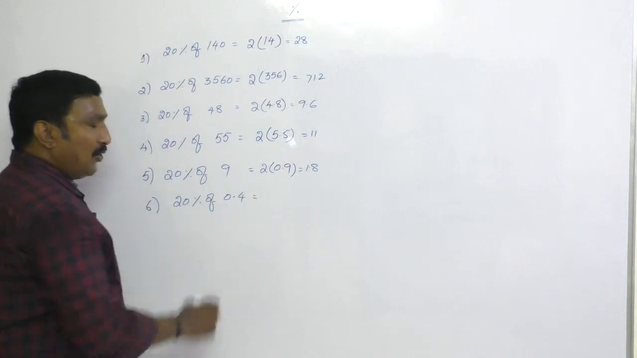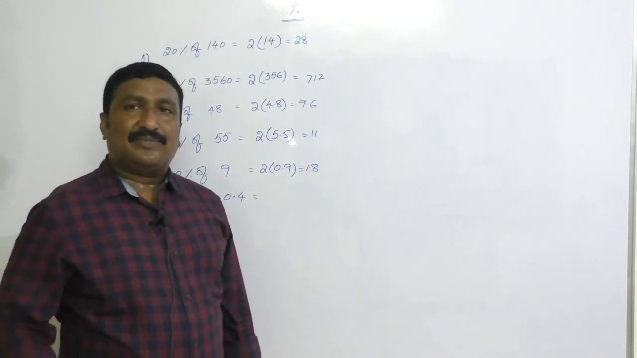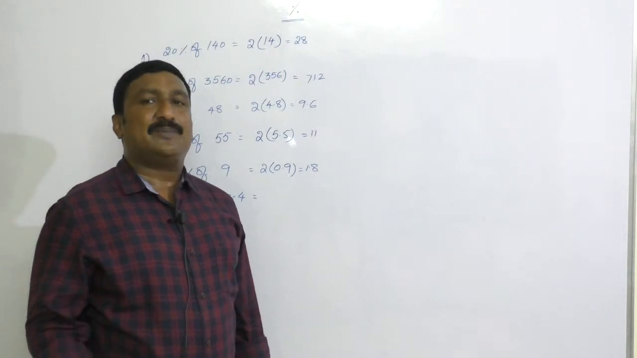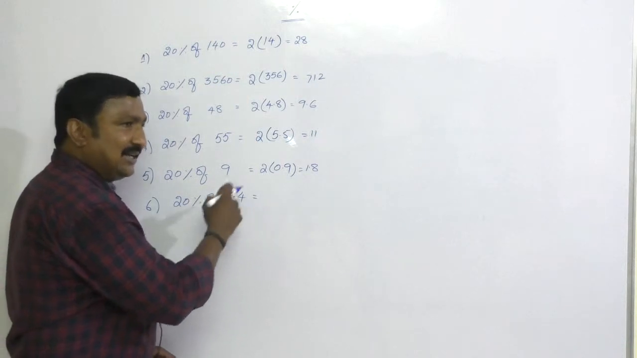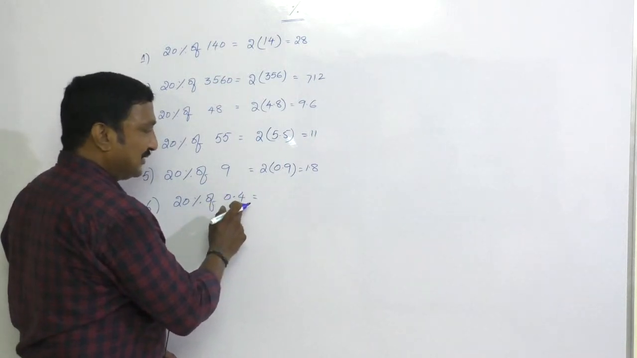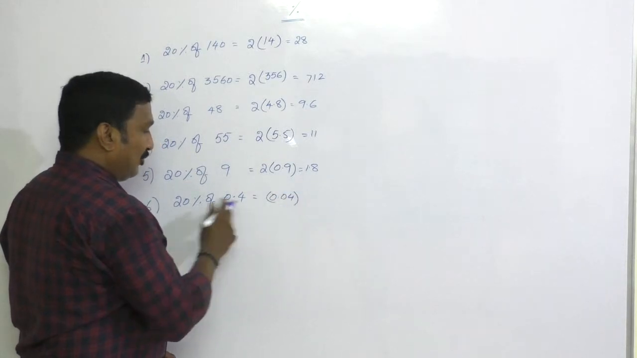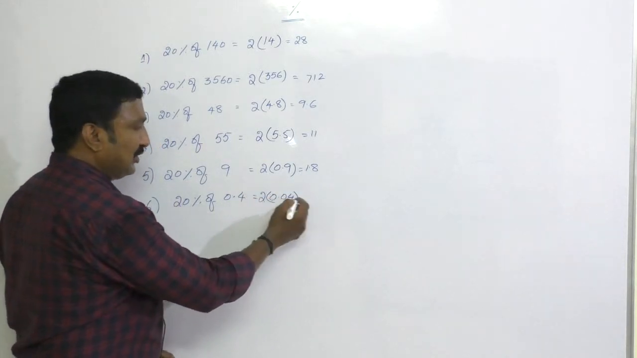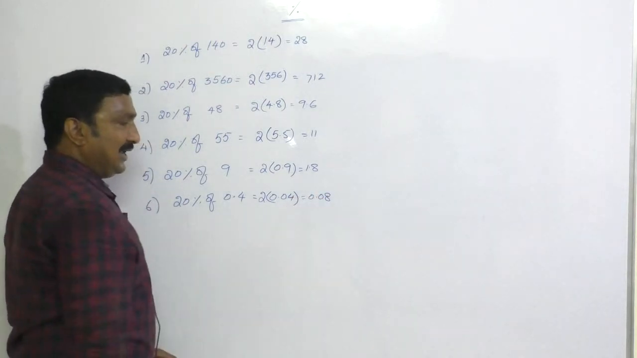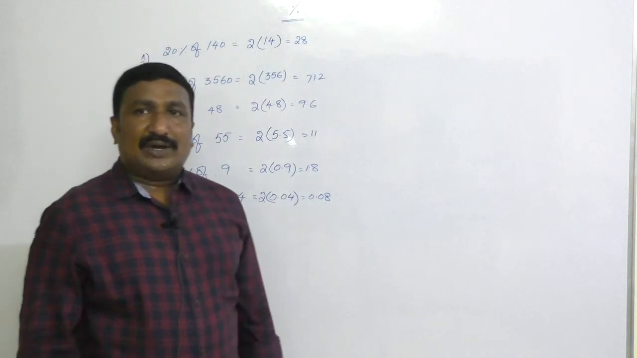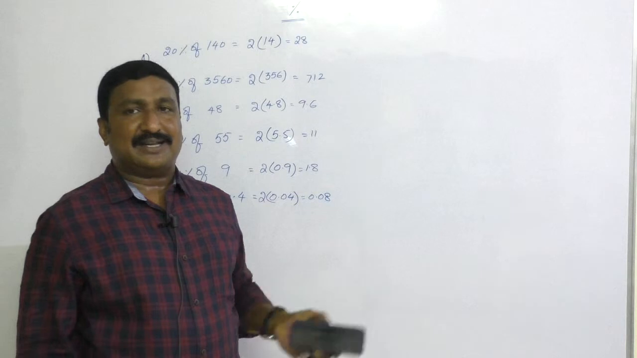Now I want to calculate 20% of 0.4. Already I told in the basic class, okay, whenever the decimal comes in the percentages, the number of decimal places will be increased by 1. Here 1 place is there, then it will increase by 1 more place. So 10% of 0.4 is nothing but 0.04. Now we have to multiply it by 2 times. So 2 into 0.04 is nothing but 0.08.